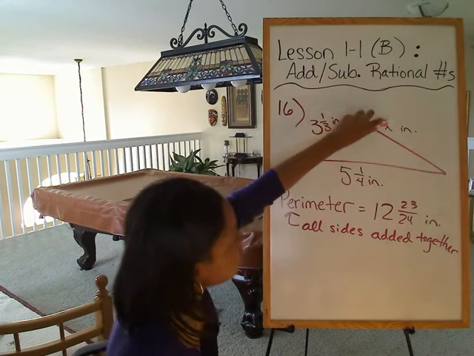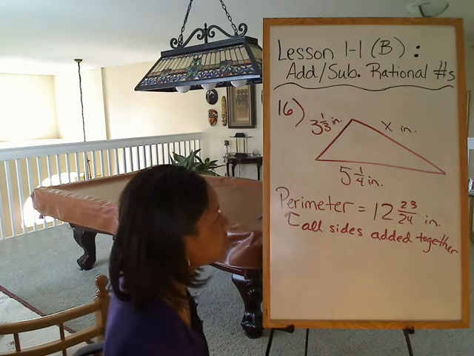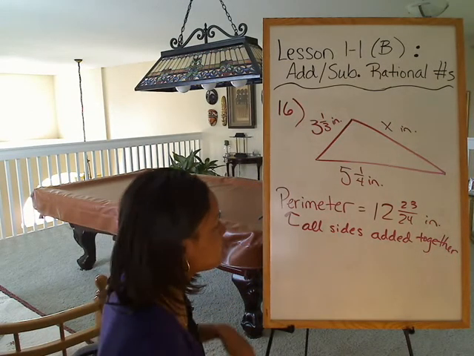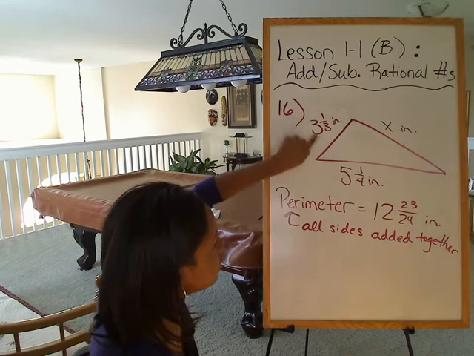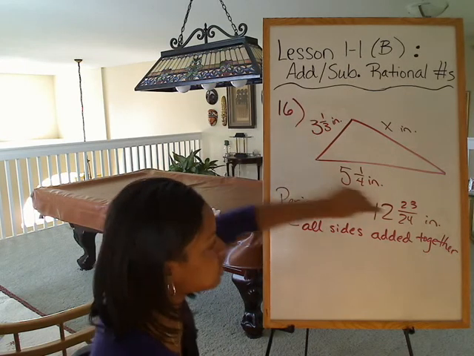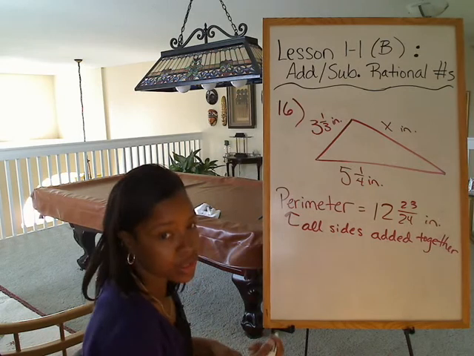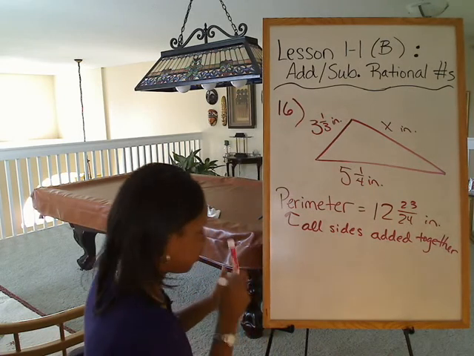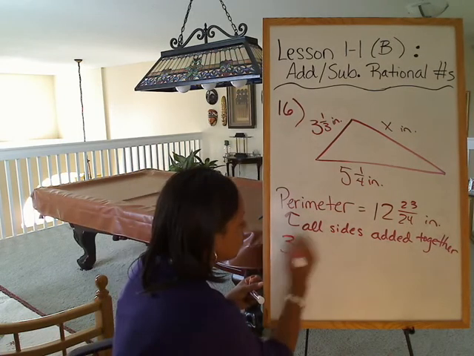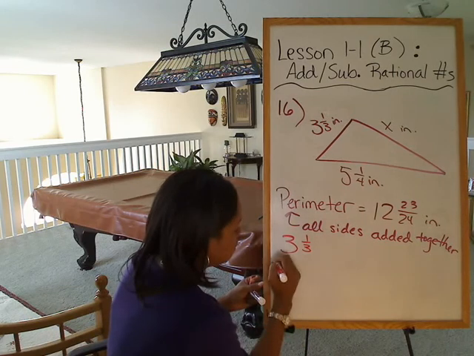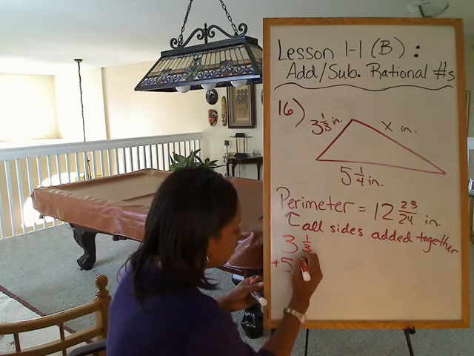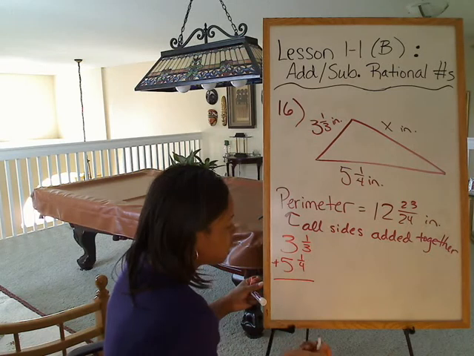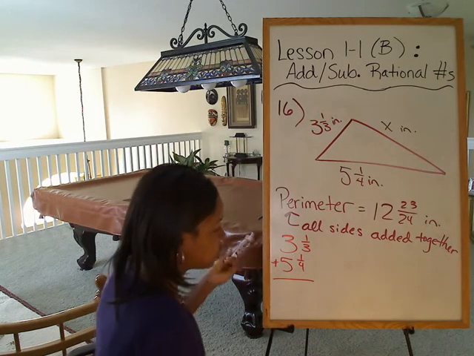Okay, so basically they want to know the missing side. That's easy enough. All we have to do is find out how much these two sides are when you add them up, and then subtract it from this side, right? So let's add 3 1/3 plus 5 1/4.